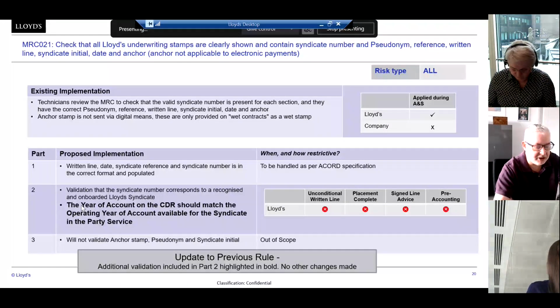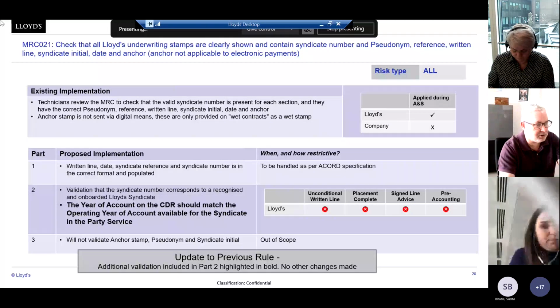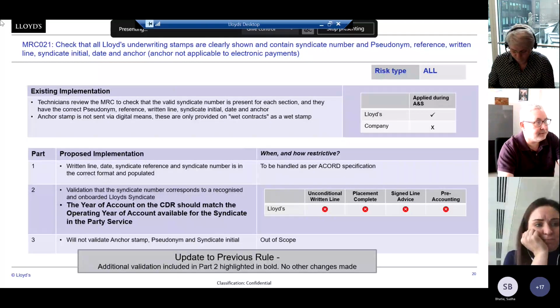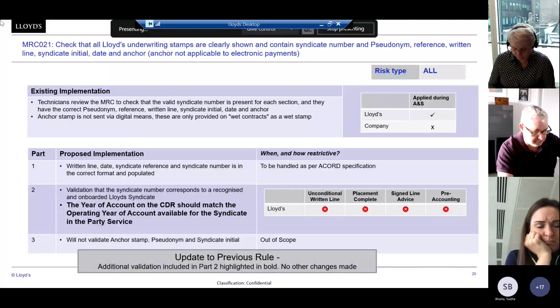If I might just comment, I think we need Lloyd's Corporation to confirm that validation of year of account to syndicate, from CDR through to gateway through to IPOS validation, is everything it should be. They write the rules on year of account allocation, so they should sign off on these. Okay, we'll pick it up. Thank you.